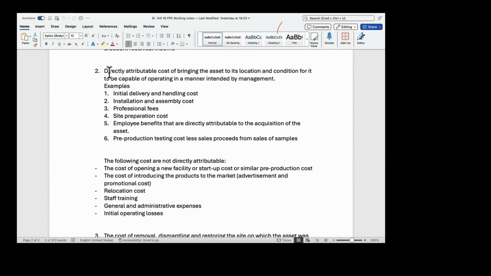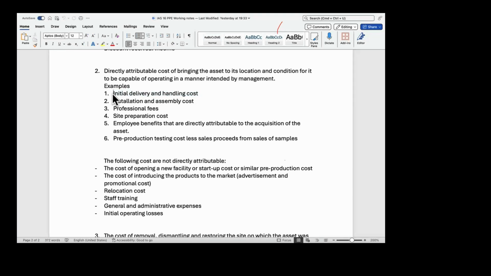The second component of cost is the directly attributable cost of bringing the asset to its location and condition for it to be capable of operating in the manner intended by management. Examples of directly attributable costs are initial delivery and handling costs, installation and assembly, professional fees, site preparation costs, employee benefits that are directly attributable to the acquisition of the asset, and pre-production testing costs. We explained all this critically last week.